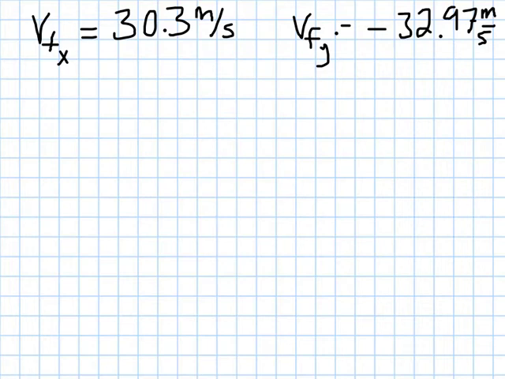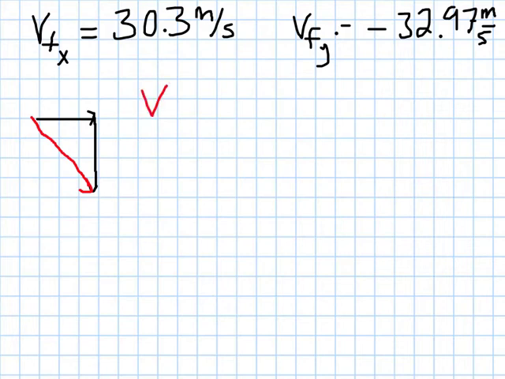So this is a vector addition problem. I'm going to draw these out in our tip to tail method. So the x component moves to the right, 30.3 meters per second, and then I'm going to add to that a downward almost 33 meters per second. So then my resultant goes from the beginning to the end, something like that. So I need to find the length of this vector, that's the magnitude. I also need an angle to describe the way this is moving. So the length, I'm going to use Pythagorean theorem.